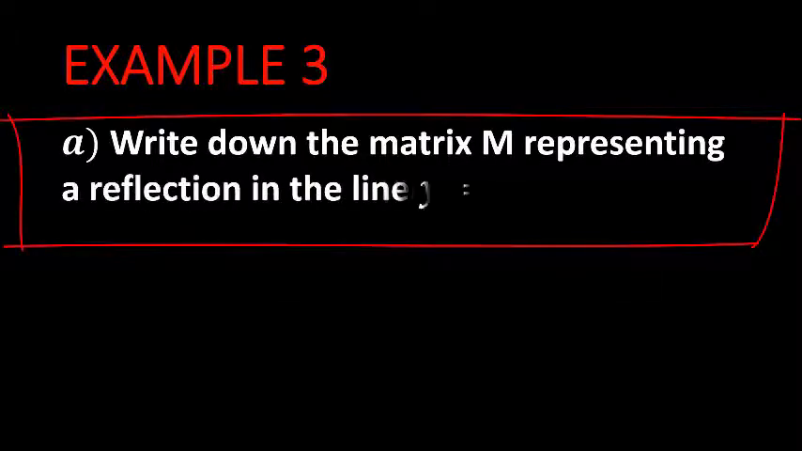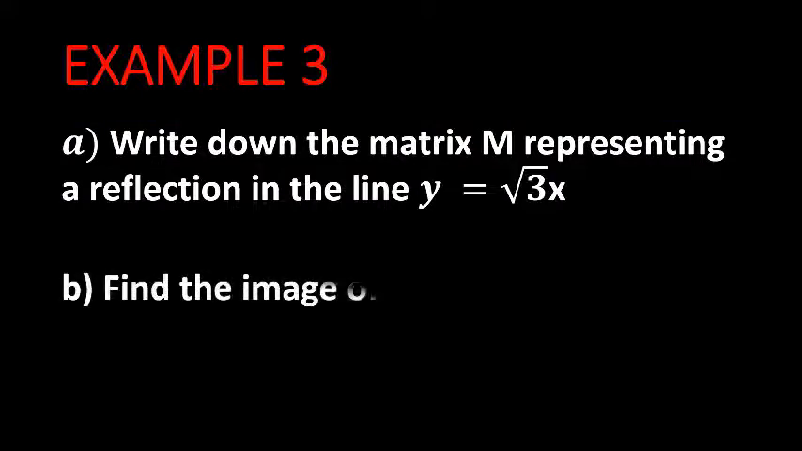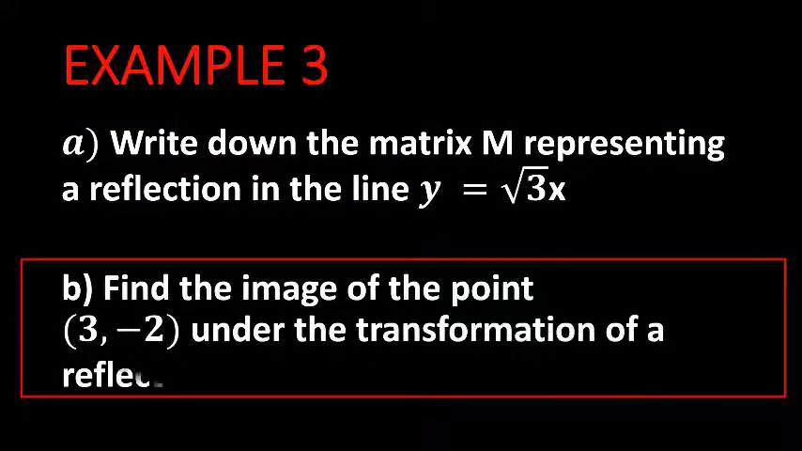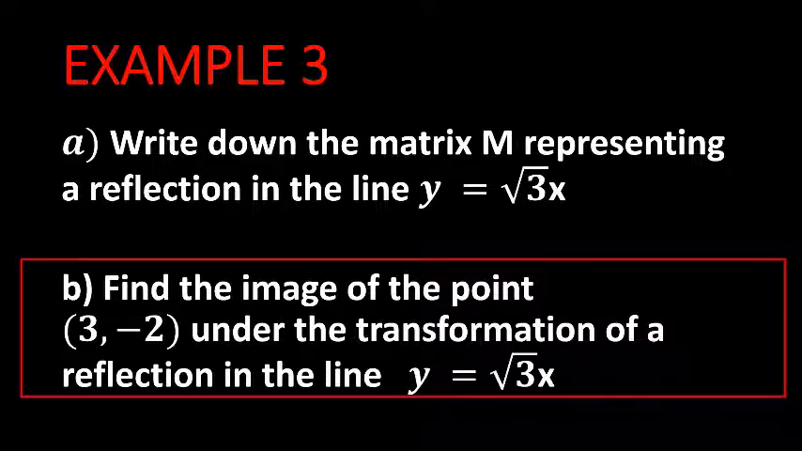Example 3. Question A. Write down the matrix M representing a reflection in the line y equal to root 3 x. Question B. Find the image of the point 3, negative 2 under the transformation of a reflection in the line y equal to root 3 x. Let's look at the solution.